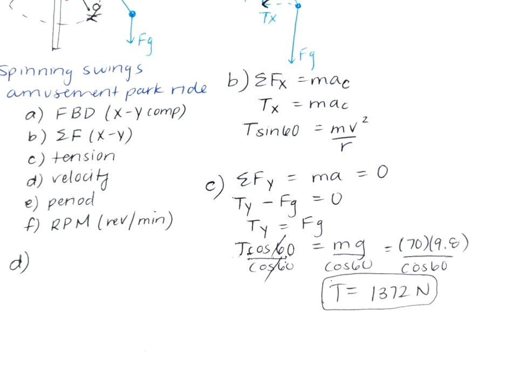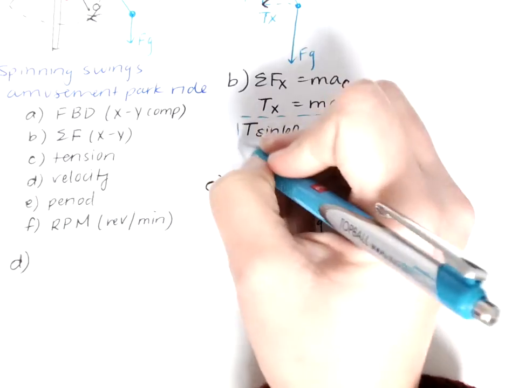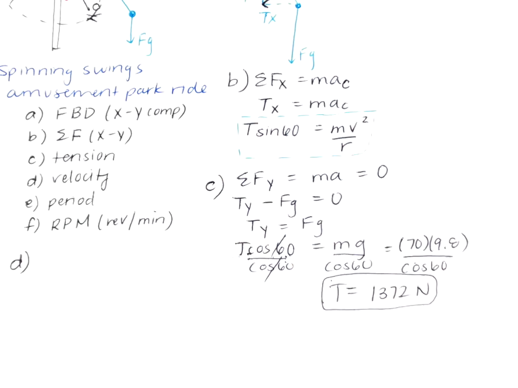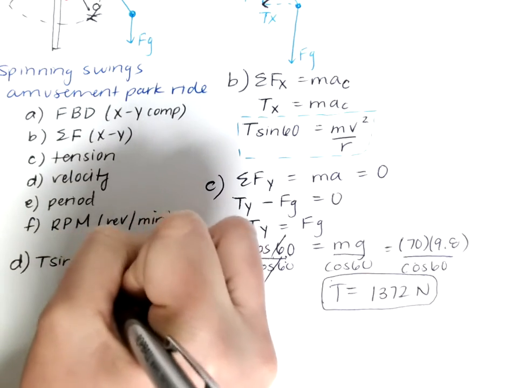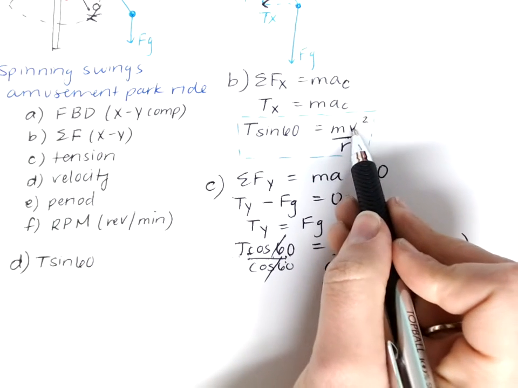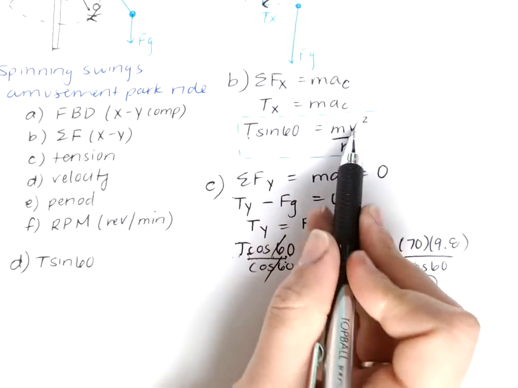Part D is finding the velocity. So we're going to go back and use this equation we already wrote up here to help us out. Let's start with that: T sine 60. The reason I'm using this equation is because it has v in it. And now that we know T, and we know m, and we know r, we can solve for v.